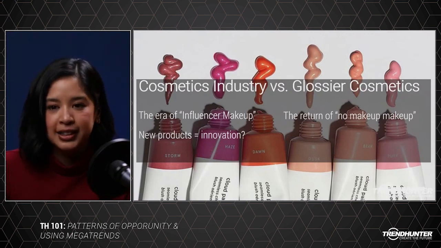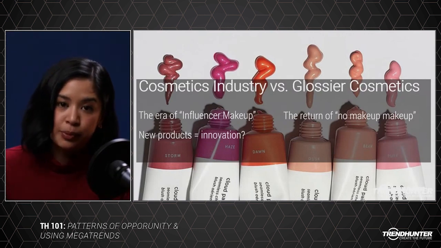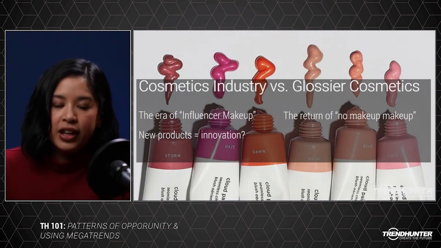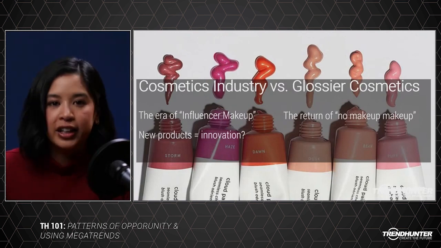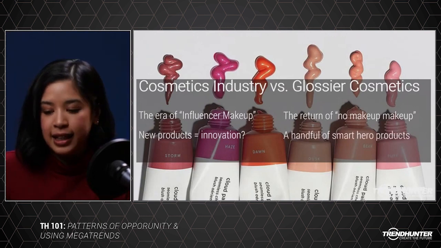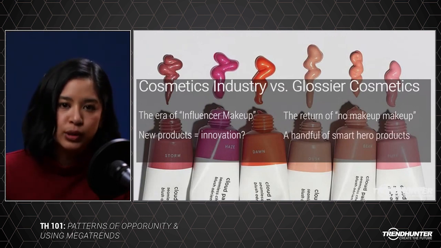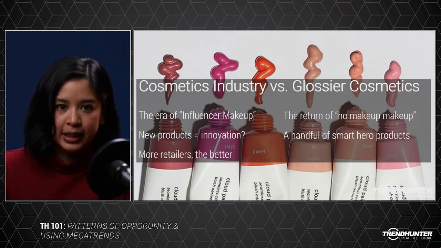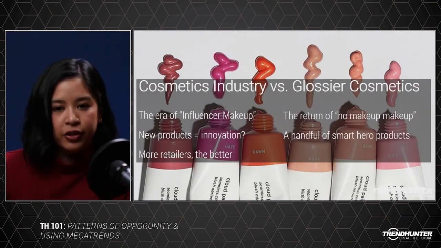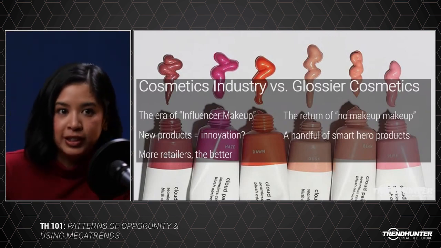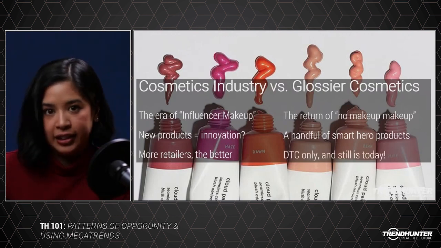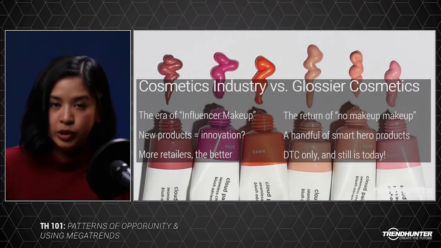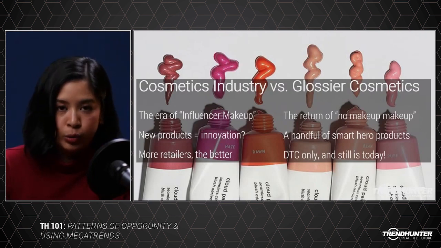One other thing about the cosmetics industry at the time, since it was the era of influencer makeup and there was this really fast-paced social media community around the cosmetics industry, they were thinking, the more products we release, the more innovative we will be. Glossier did the exact opposite and released with a handful of smart hero products, which still to this day are their best sellers. Lastly, the cosmetics industry, again in an attempt to keep up with that fast-paced community, figured the more distribution, the better. Our products should all be hyper-visible across different retailers. Again, Glossier did the opposite. They were direct-to-consumer, and to a degree, they still are today. They have a few brick-and-mortar stores in metropolitan cities, but they're more like showrooms where you can take a beautiful selfie.